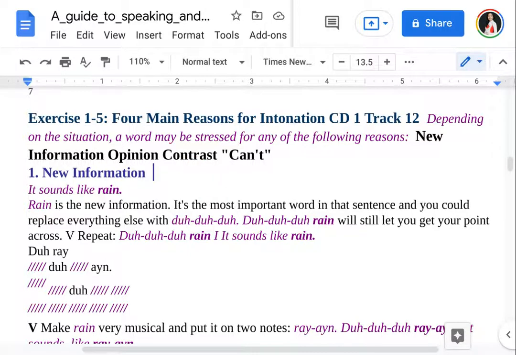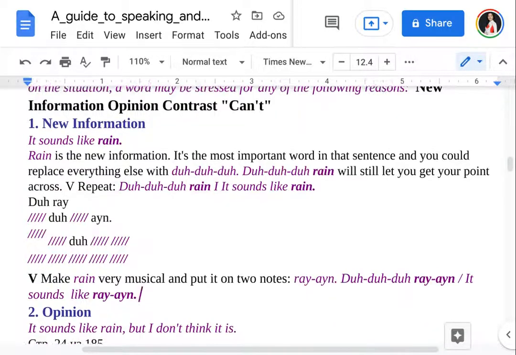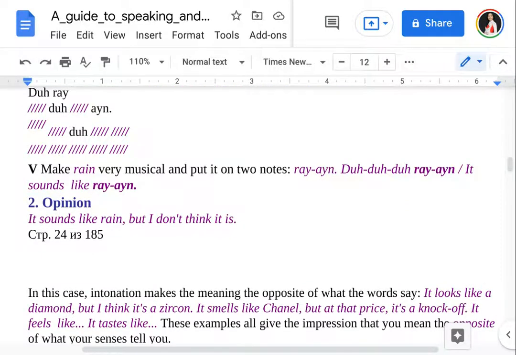It sounds like rain. Rain is the new information. It's the most important word in that sentence, and you could replace everything else with da-da-da. Da-da-da rain will still let you get your point across. Repeat, da-da-da rain. It sounds like rain. Make rain very musical and put it on 2 notes. Rain. Da-da-da rain. It sounds like rain.